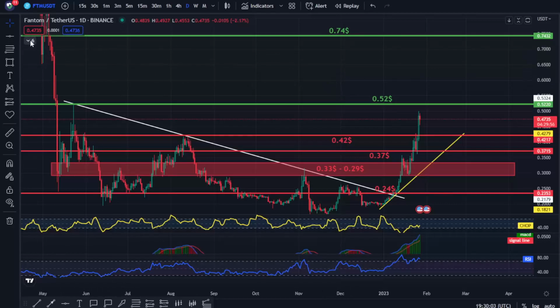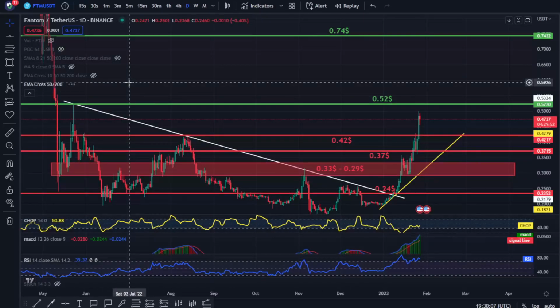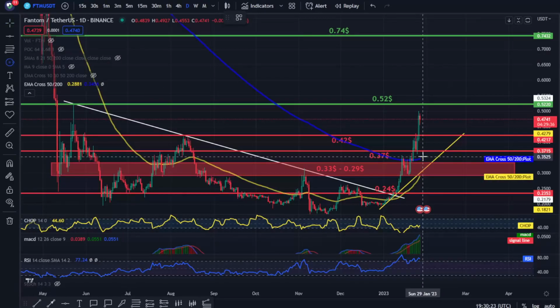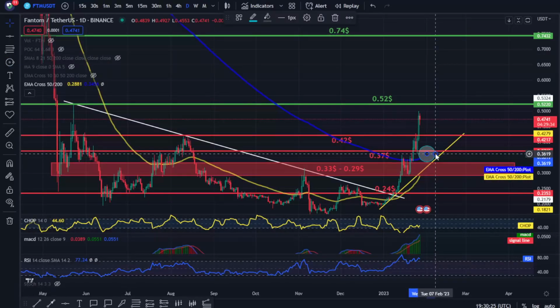It is worth paying attention to the EMA cross 50 and 200, because we see that the 50 marked on the chart with the yellow line dynamically turns upwards, and when it crosses the 200 marked with the blue line, we can see a bullish uptrend.